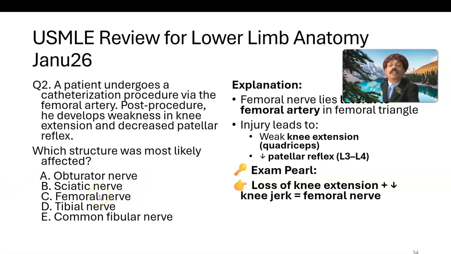The femoral nerve lesion. The femoral nerve lies lateral to the femoral artery in the femoral triangle. Injury leads to weak knee extension because of non-function of the quadriceps femoris, which includes rectus femoris, vastus medialis, vastus lateralis, and vastus intermedius. Patellar reflex is lost, L3, L4, and L2 may be partly lost. Example: loss of knee extension and knee jerk equals femoral nerve lesion.